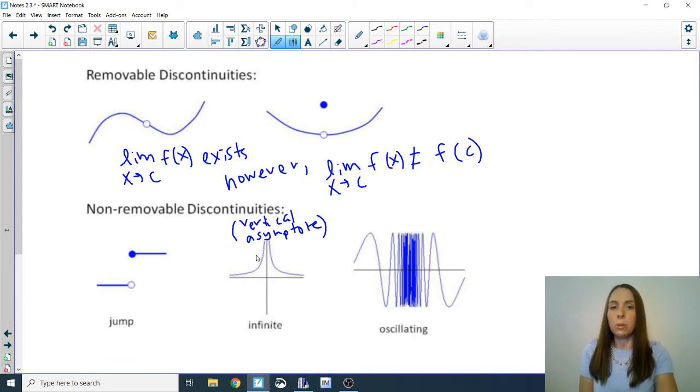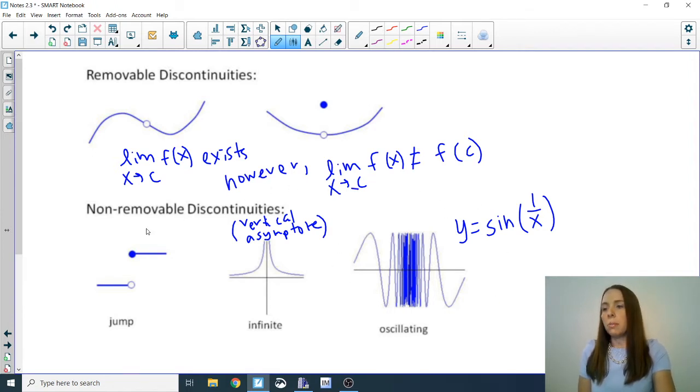These are the two that we're going to focus on for our other examples today. We won't be talking so much about oscillating discontinuities. I will give you one example of a function that has an oscillating discontinuity. Something like y equals sine of 1 over x, that would be an example of a function with an oscillating discontinuity. Okay, but that's about all I'm going to say about that, is that they're out there. Let's talk a little bit more right now about jump discontinuities and infinite discontinuities and how they fit with the definition of continuity at a point failing for these types of discontinuities.